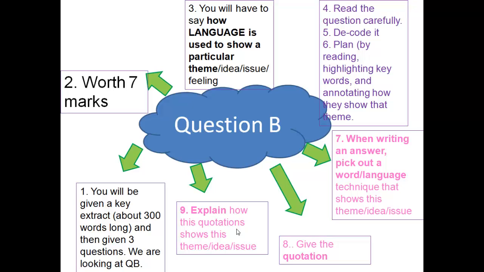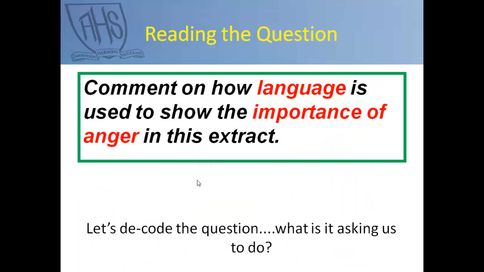To make it make a little bit more sense, I'm going to show you a practice exam question now. Here's the question. Comment on how the language is used to show the importance of anger in this extract. I'll show you the extract in a moment, but before we do that, we need to decode it. So I've highlighted language because that's the focus. When commenting on language, you're looking for words in the extract that show this key theme. It might be a verb, it might be an adjective, it might be an emotion, but you're looking at the words that are used.